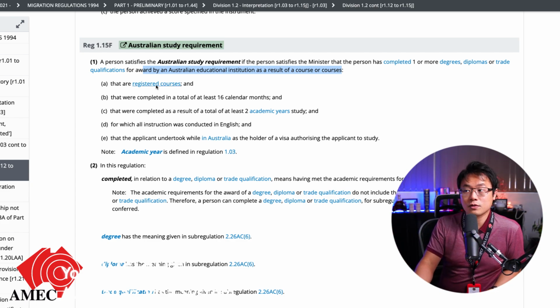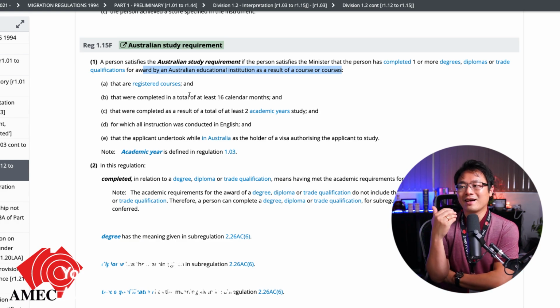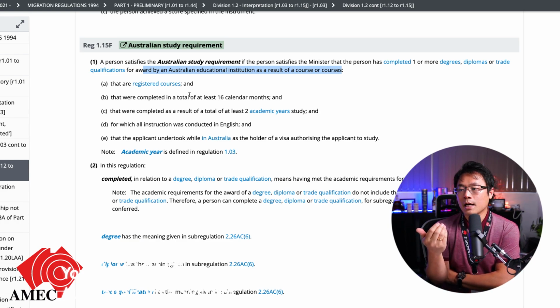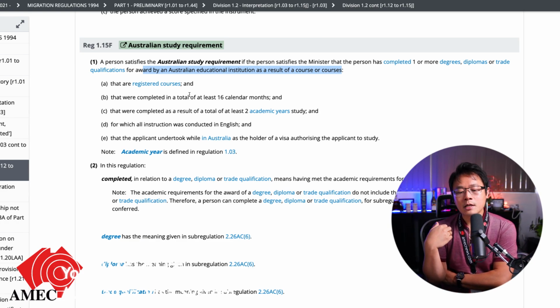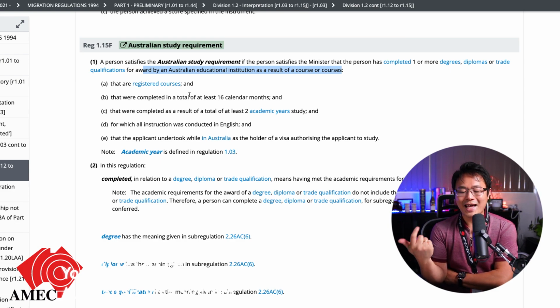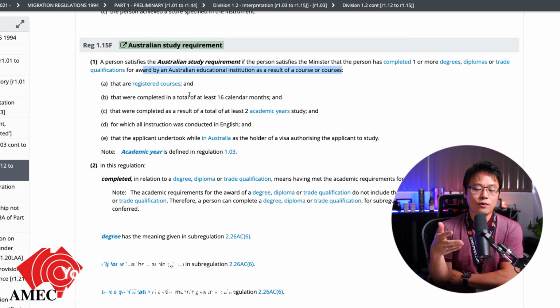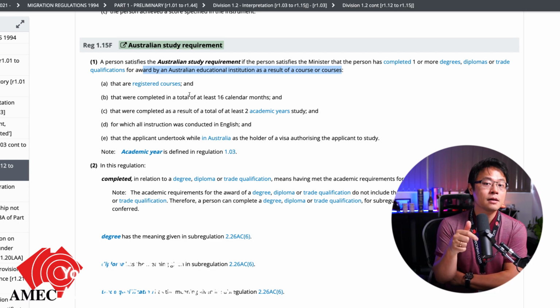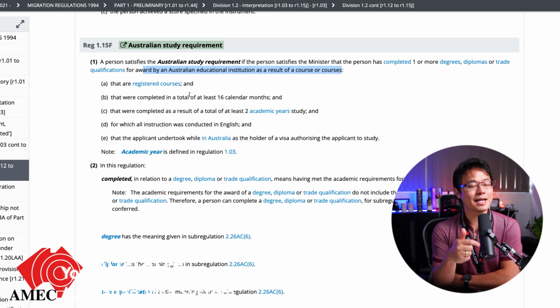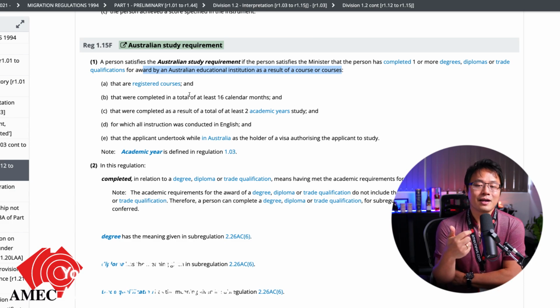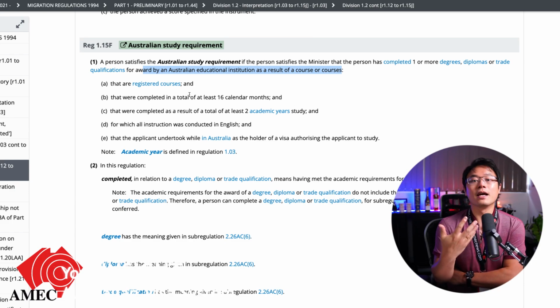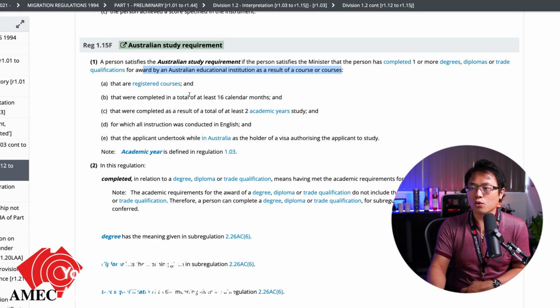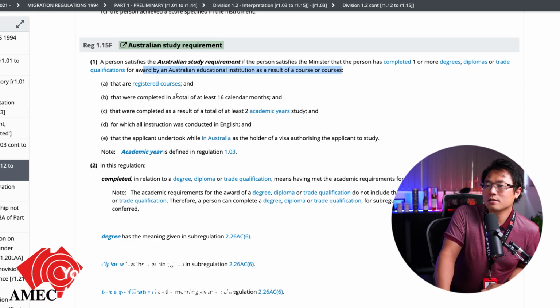They are registered courses. That's pretty sure, because if you're not getting a registered course, some people do this. They enroll in one course and they go and study another course, which is not a registered course. You cannot take a graduation of an unregistered course and apply for the visa. So that's pretty sure, very easy to understand.